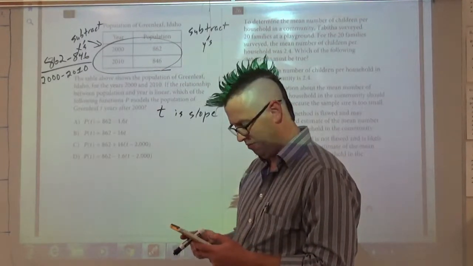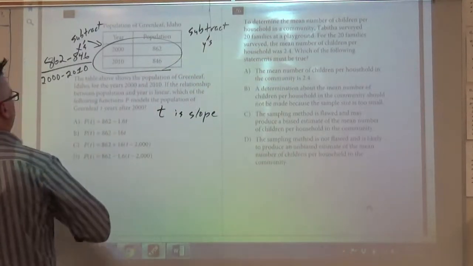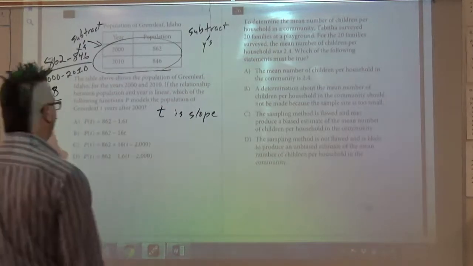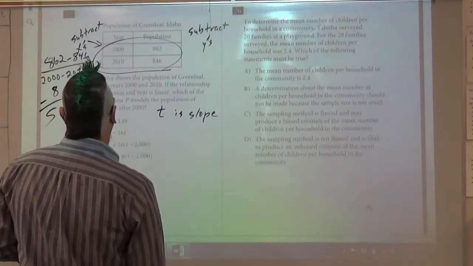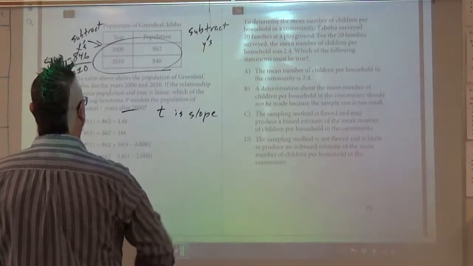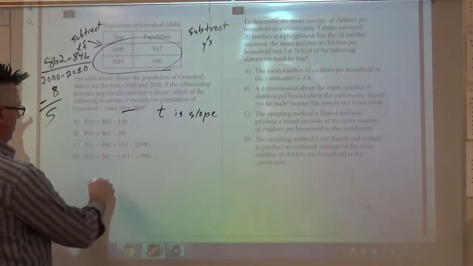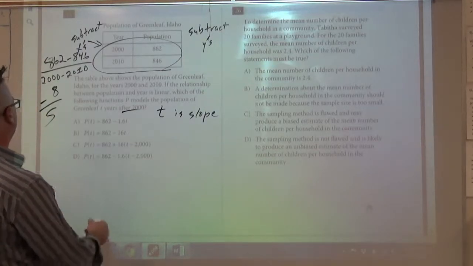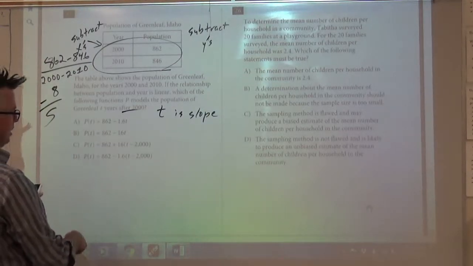All right, so with this we get -8/5. And it said after 2000. Our intercepts look the same on this. This is negative, so I need a negative. So it's not going to be that one.